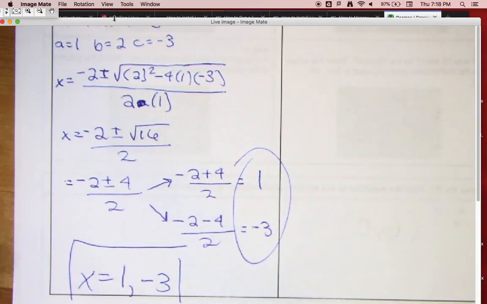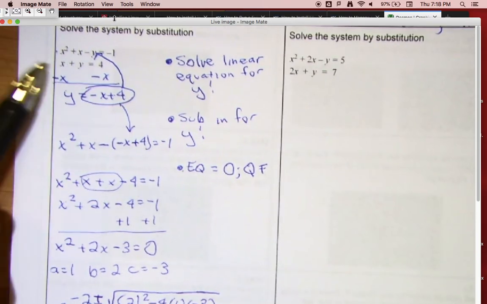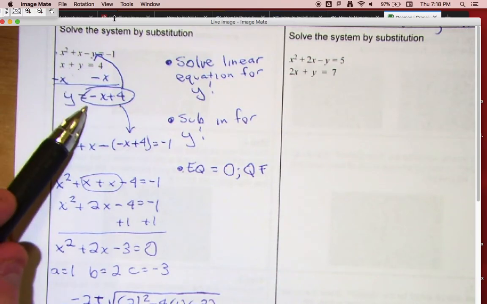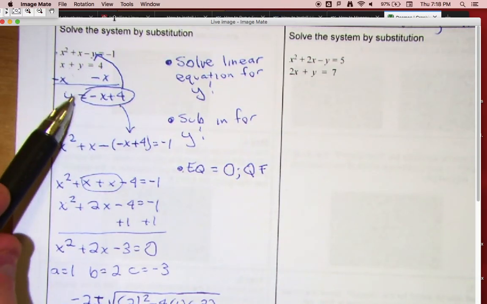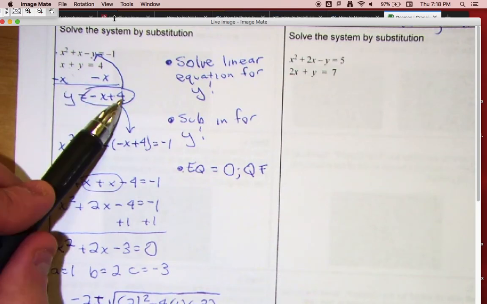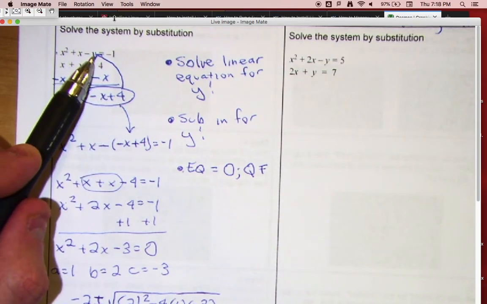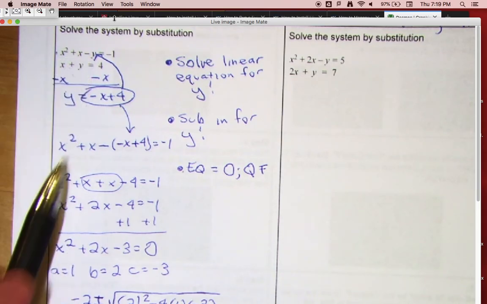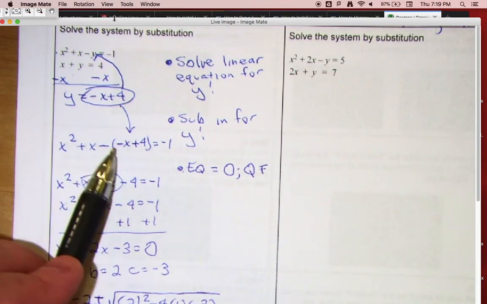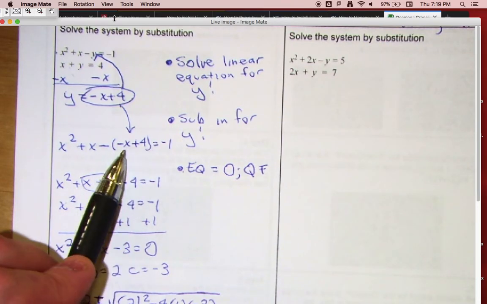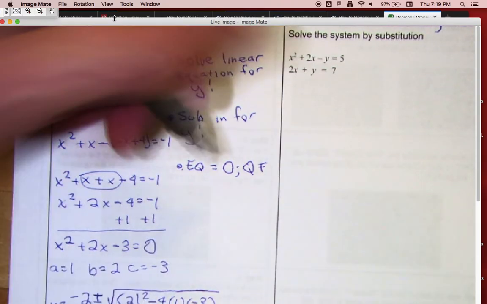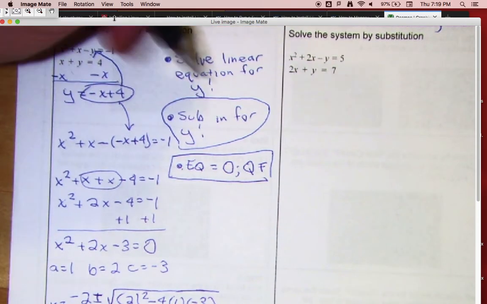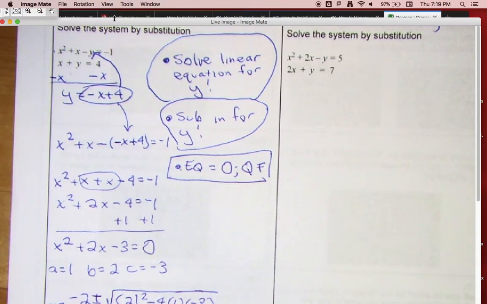And that's solving systems by substitution. You take your linear equation right there, solve it for y, which is what I did right here. Since we have y equals -x plus 4, I can take this -x plus 4 and put it in place of y in the other equation. And that's what I did here. So instead of x squared plus x minus y, it becomes x squared plus x minus whatever y is equal to. Get our equation equal to 0, and then the quadratic formula. So your three basic steps are right there. Okay?